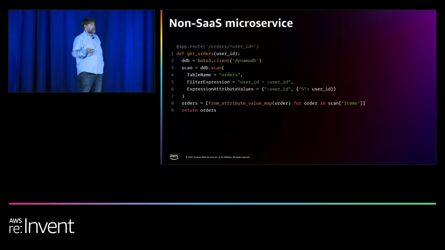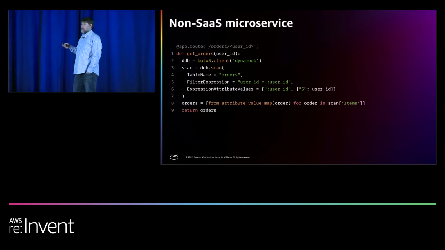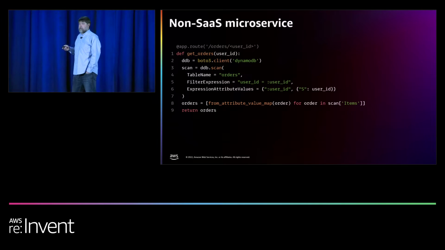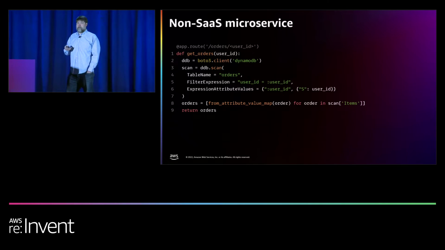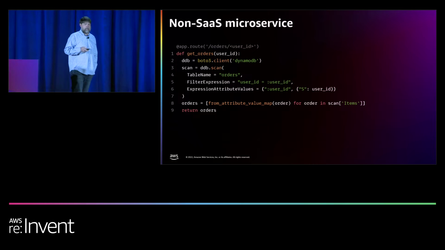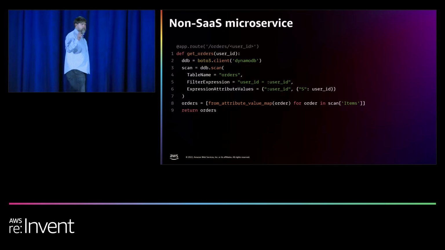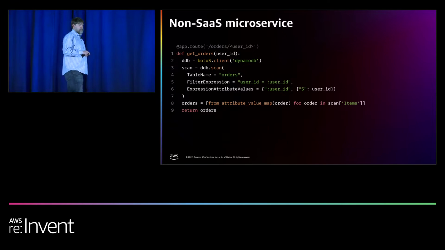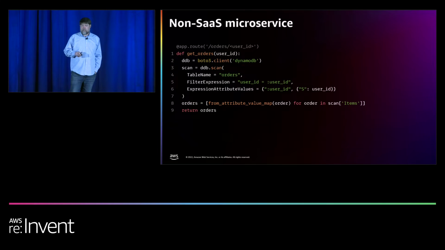It's opening up a connection to Amazon DynamoDB. It's scanning a table and trying to find all the order items in that table for that user and returning a list of order objects to the client. Nothing about SaaS, nothing about multi-tenancy going on in here. Nothing about tenancy at all.